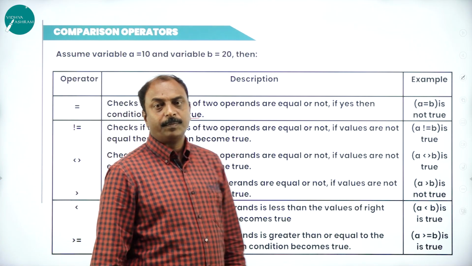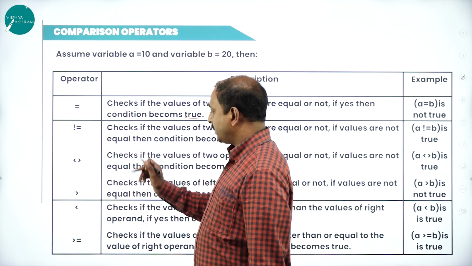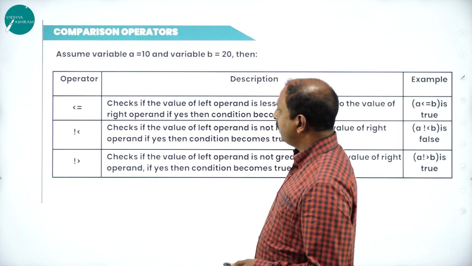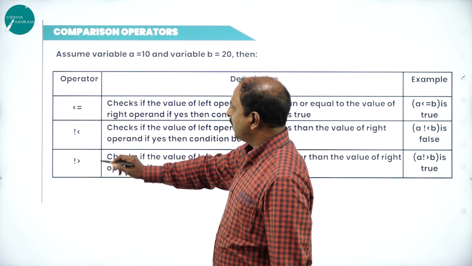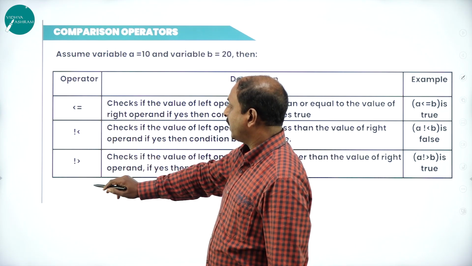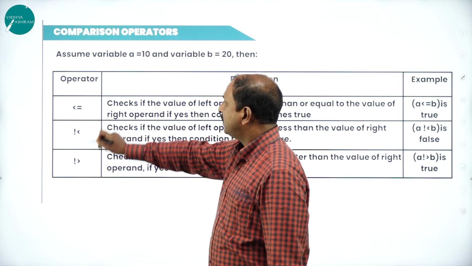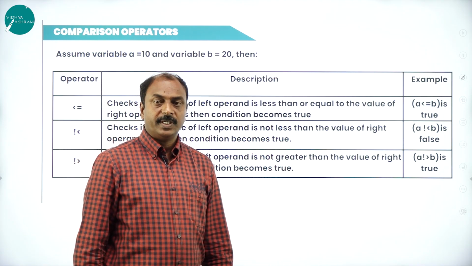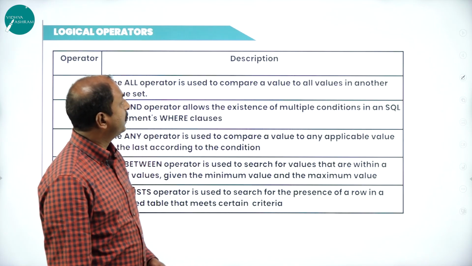So we have different comparison operators. Apart from this, there are less than, greater than or equals, less than or equals, not less than, as well as not greater than. These are all different comparison operators of SQL. Now let us move on to the next slide.